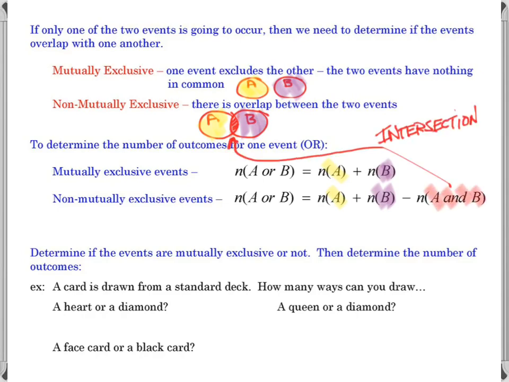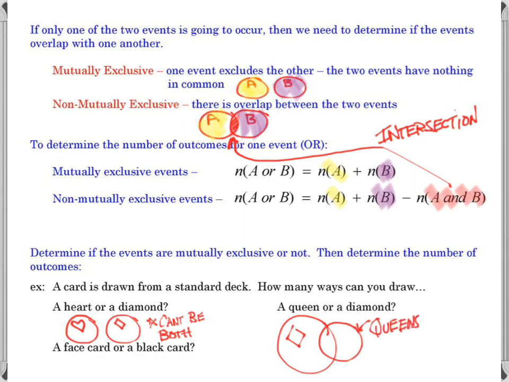And here are a couple of examples to look at. A card drawn from a deck is a heart or a diamond. Those do not overlap. You can't have a card that's a heart and a diamond at the same time. So those are mutually exclusive. A queen or a diamond: there are going to be cards that are both a queen and a diamond. It's called the queen of diamonds, right? So there's the queen of diamonds and then there's the other ones. This has some overlap. We would not want to double count this card as both a diamond and a queen, so we would want to take away that overlap, that one card that satisfies both.